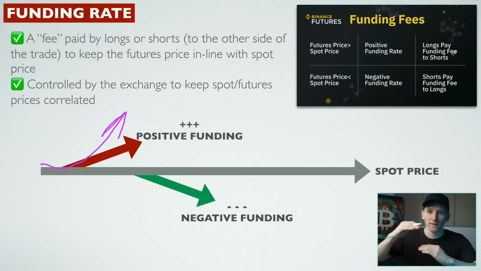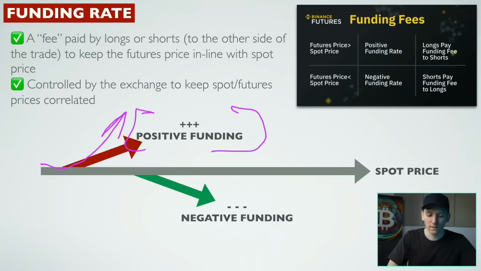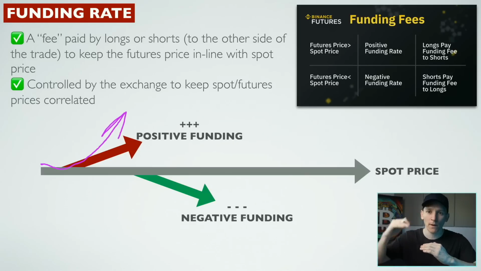So the futures price is now above the spot price, and that's not good. They want to bring that down into the same price. So what they do is they make buyers who are pushing the price up pay a fee for doing that, because they want the price to come back down to the spot price. So that positive funding fee is paid when the futures price is above the spot price as a fee, and they pay it to the other side of the order book, to sellers. So that's a fee that has to be paid when the futures price is above the spot price.